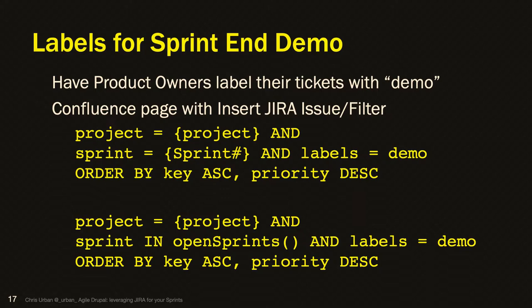At the end of a sprint, if you're doing Agile, if you're doing Scrums, you should do a demo. It doesn't have to be all the tickets in the sprint, but it should be a good representative selection. How do you figure out which tickets they are? Use a demo label. And if you have a demo label, you can create a filter to say, show me all the tickets in my project that are in the current open sprint and they're marked for demo.